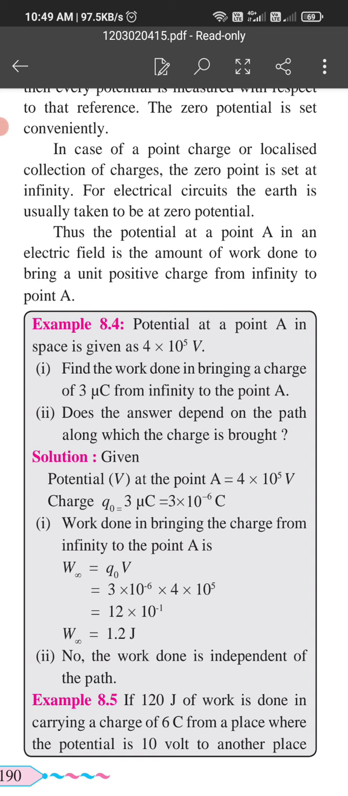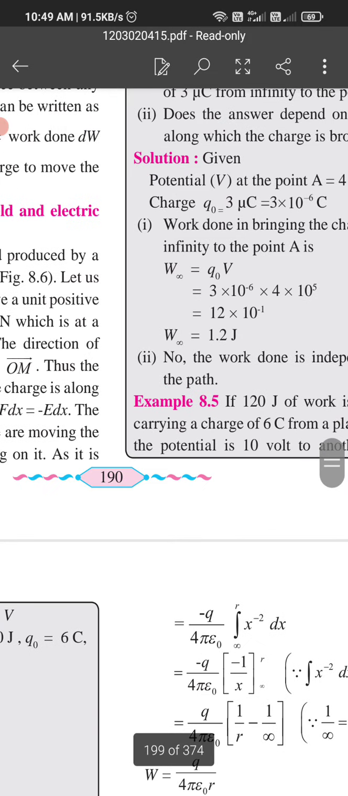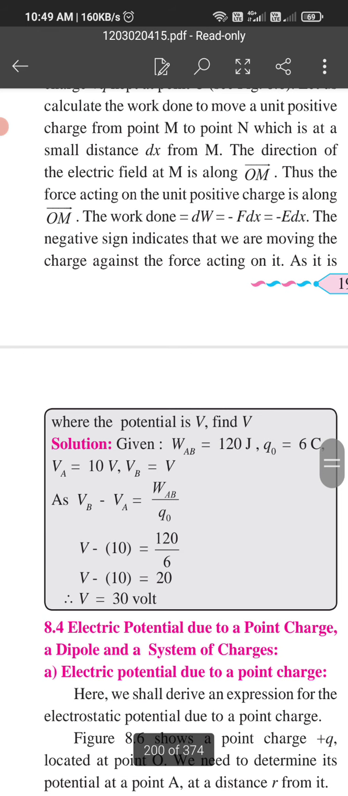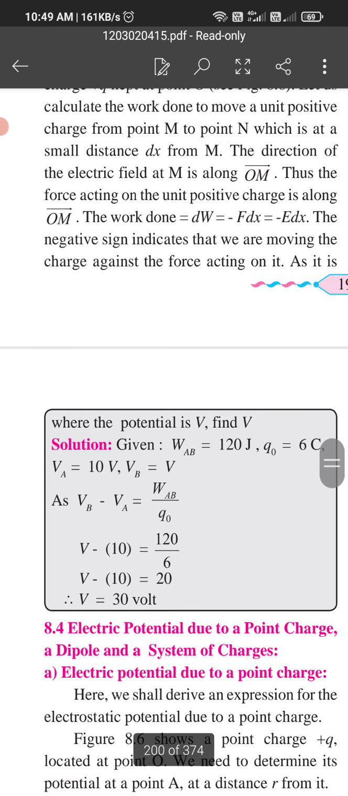Next example. If 120 joule of work is done in carrying a charge of 6 coulomb from a place where the potential is 10 volt to another place where the potential is V, find V. Given W of AB is equal to 120 joule, Q naught is 6 coulomb, VA is 10 volts, VB is equal to V.